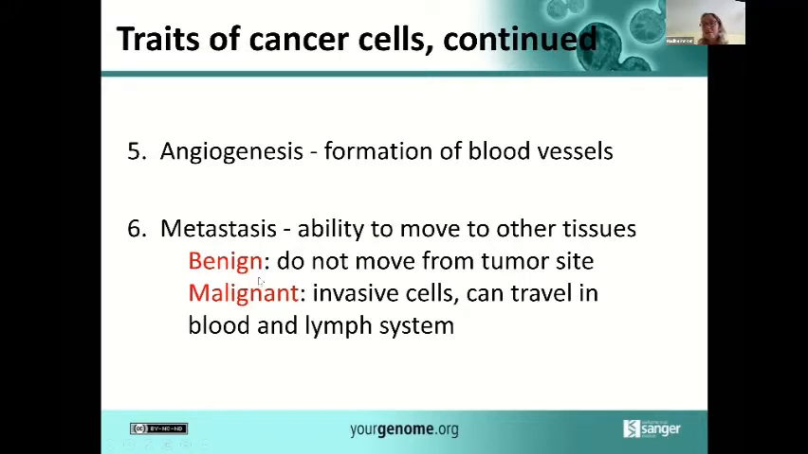So a benign tumor does not move from where it grows. And often we say benign is non-cancerous, but malignant is very invasive, so it can invade other parts of the body. So once angiogenesis has happened, these cancer cells can get into the blood and then they can move to other parts of the body and then they can grow in another part of the body and form another cancer.